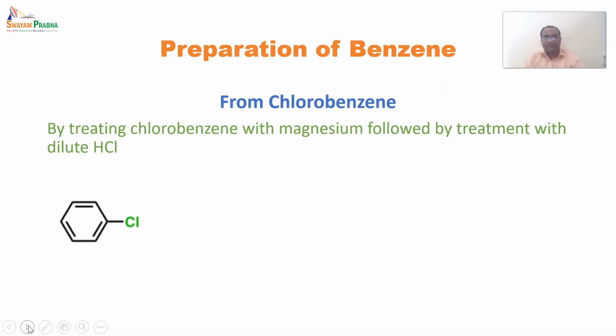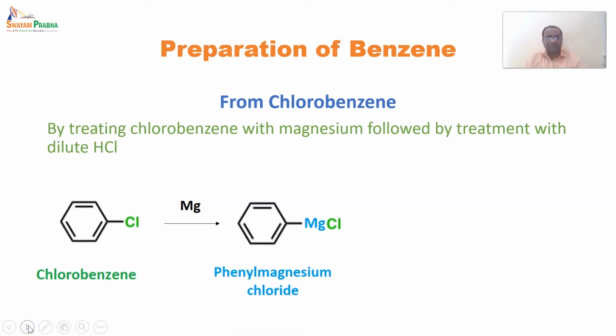So chlorobenzene is treated with magnesium foils, and after that it forms an intermediate, that is a Grignard reagent, phenyl magnesium chloride. Again it is treated with dilute HCl, due to which it removes magnesium chloride from the phenyl ring, and now it forms a benzene.